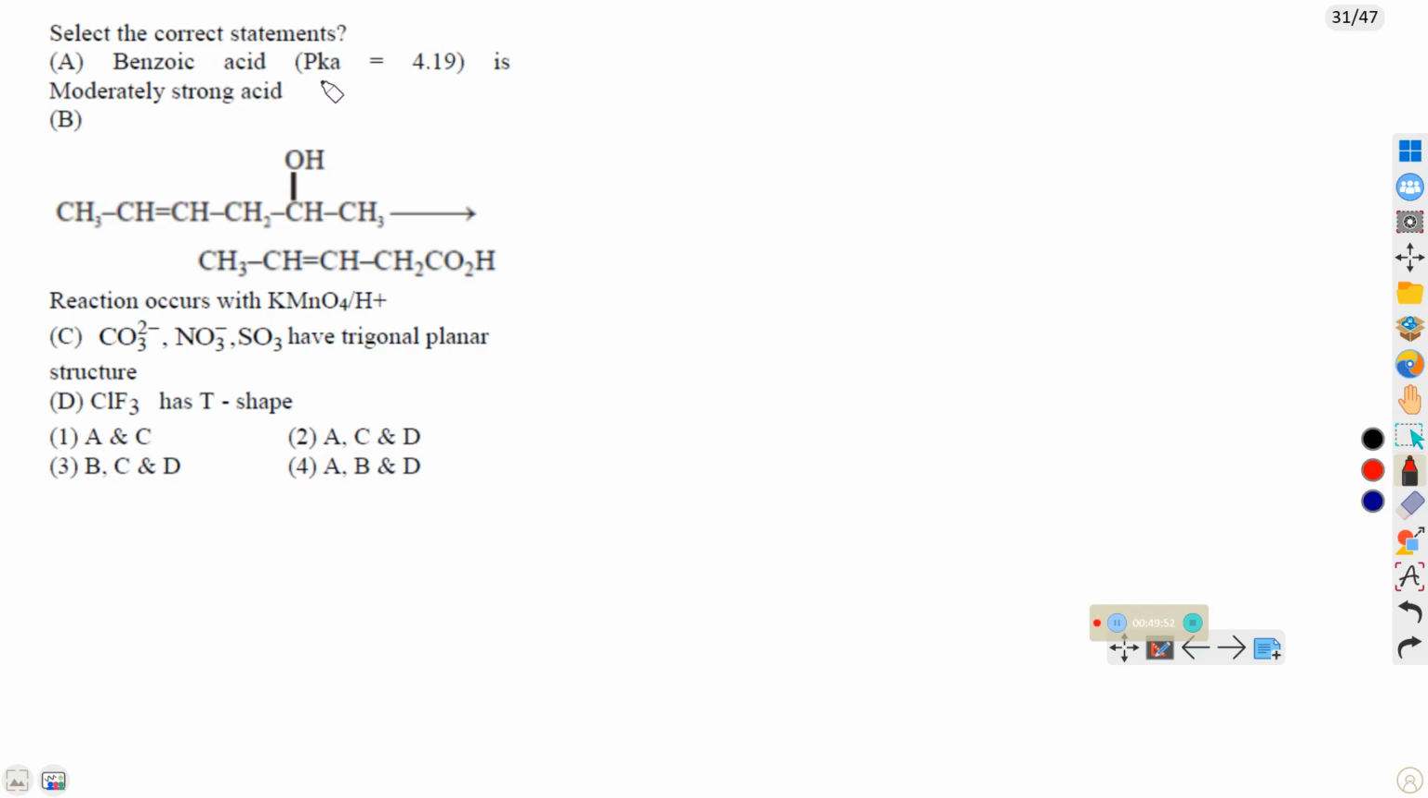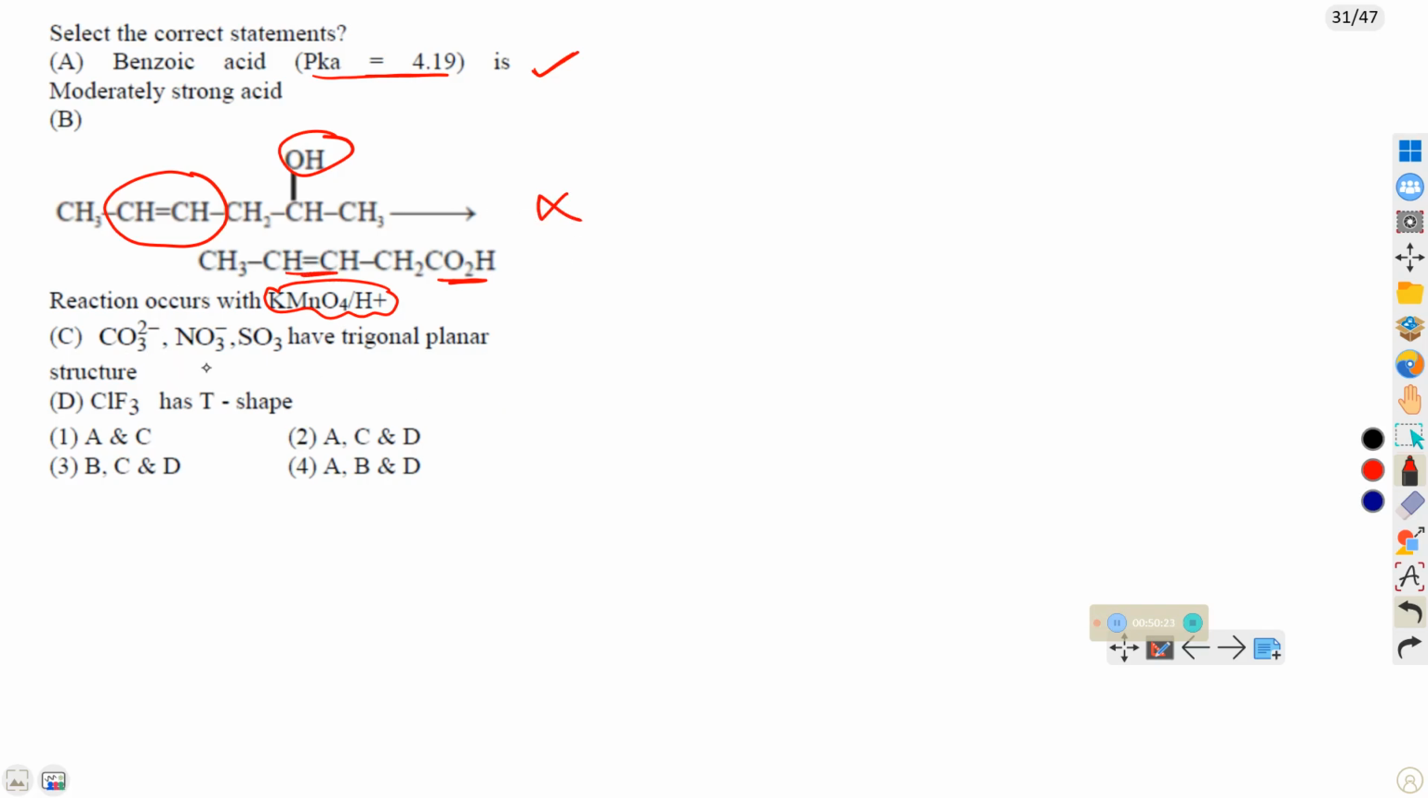Benzoic acid pKa equals 4.19, a moderately strong acid. Correct. Check the NCERT textbook once. This is converted to CO2H, meaning COOH. The reaction occurs with KMnO4/H plus, a strong oxidizing agent. It oxidizes alcohols as well as alkenes. But here the alkene does not undergo oxidation. That's the reason this reaction is wrong.